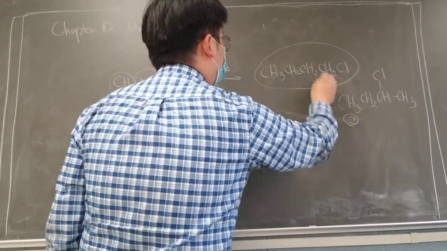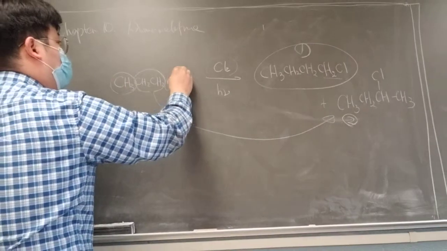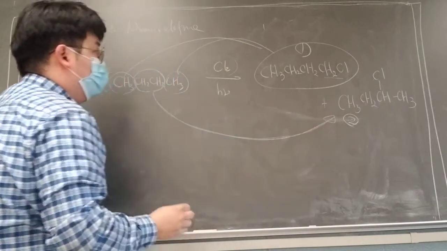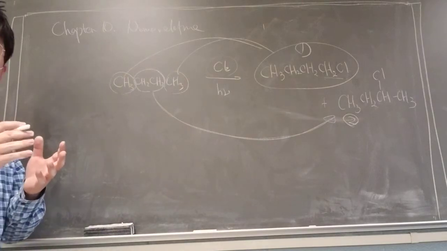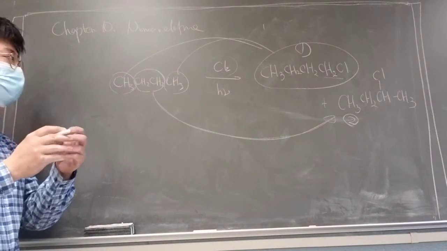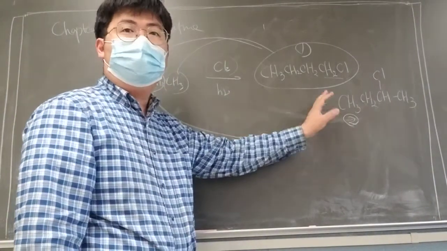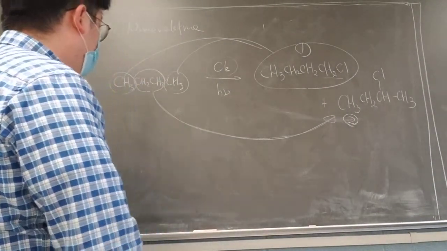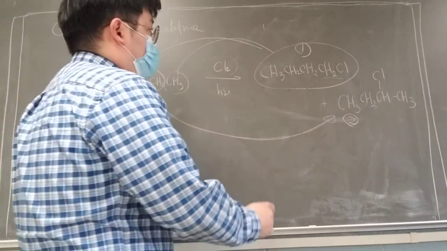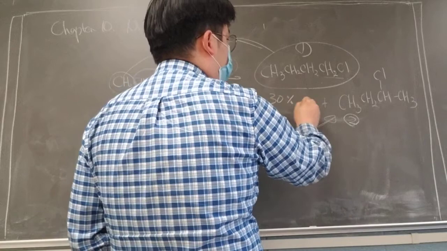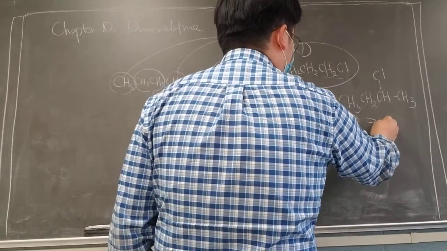This is number two, number one. That means they're going to break the hydrogen on the internal carbon or the terminal one. That's why you have two types of products over here. They saw the ratio between these two was about 30% and 70%, okay?